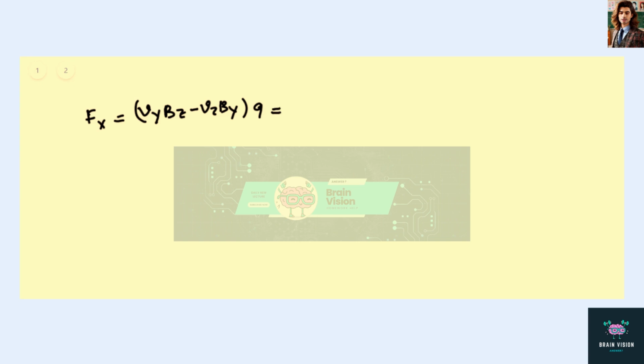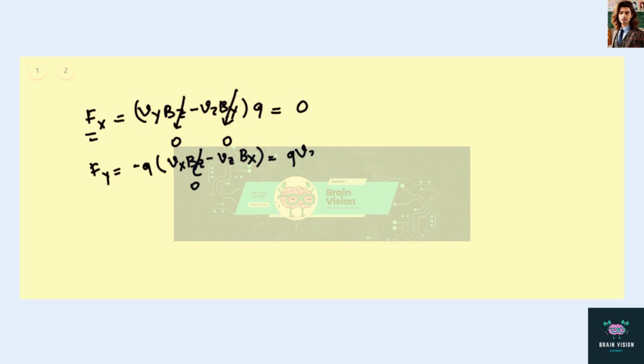Let's remember what Bz was. It was 0, making the whole term 0. By is also 0, so the x component of our force comes out to be 0. The y component looks like negative Q times (Vx Bz minus Vz Bx). Well, Bz is 0, so the first term drops. Then we're left with Q Vz Bx.